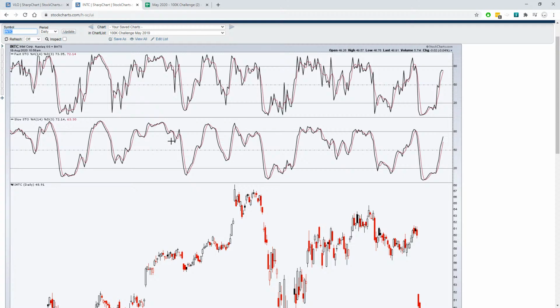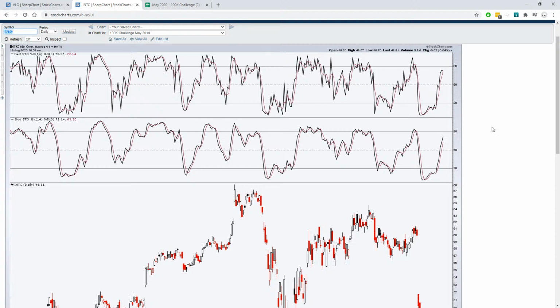Now, some people will use this and they'll say, hey, buy when the black line crosses the red, sell when the black line crosses below the red. Yeah, good luck with that one too. It doesn't work. It's a recipe for whipsaws, and yes, in hindsight, you can find areas where it did work, but overall, it simply doesn't.